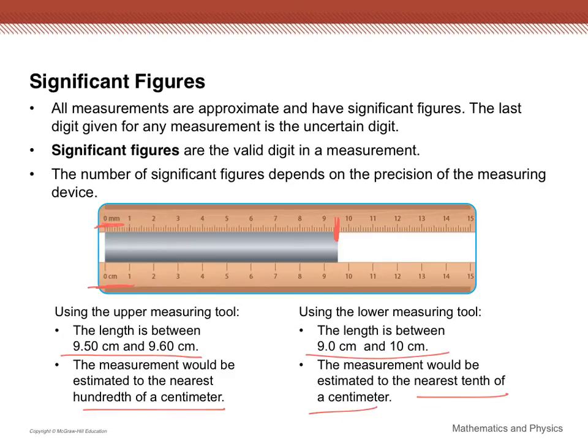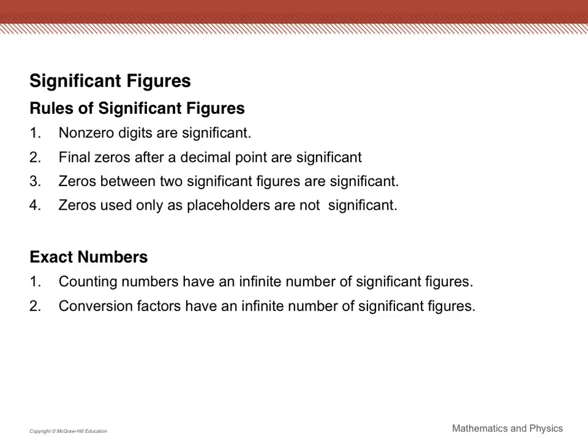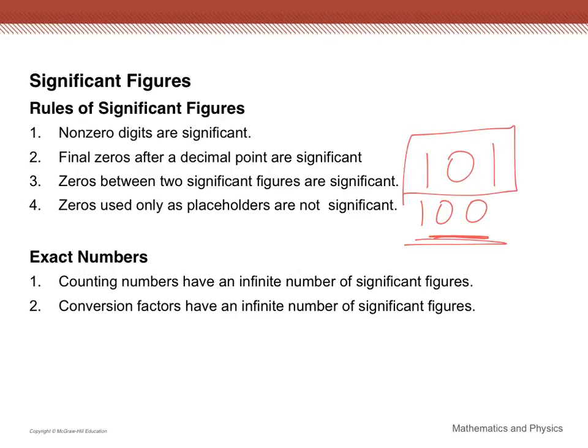And so looking at this, you can begin to see that two different types of measuring tools can give us two different significant measurements. A few significant figure rules to live by are first that non-zero digits are significant, final zeros after a decimal point are significant, zeros between two significant figures are significant, zeros used only as a placeholder are not significant. So the difference is the 100, these are just placeholders, those zeros are not significant. 101, that is significant. So this has 3 significant digits, this only has 1.